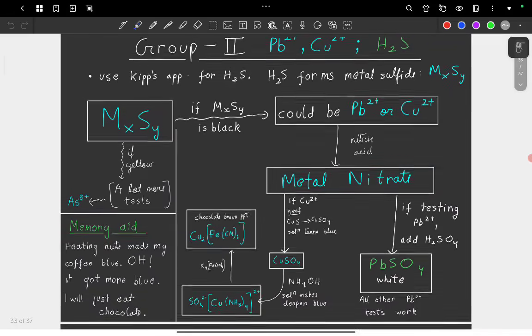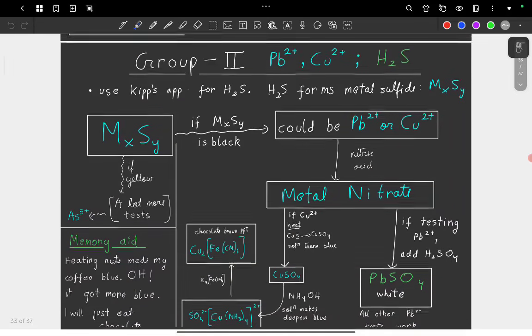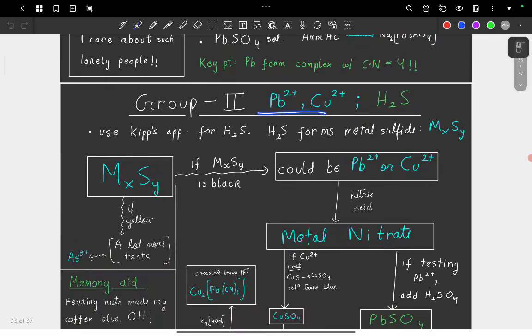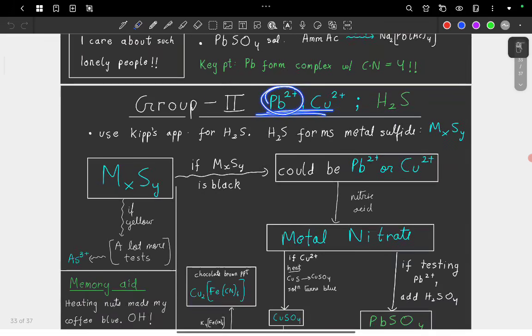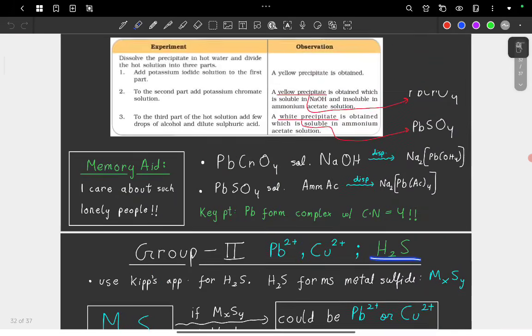Now let's learn about group 2. This is one of the most difficult tests out of all the groups. So bear with me and I will try to make it easy for you. Now, we have to study specifically the lead ion and the copper ion. And the reagent here is H2S.